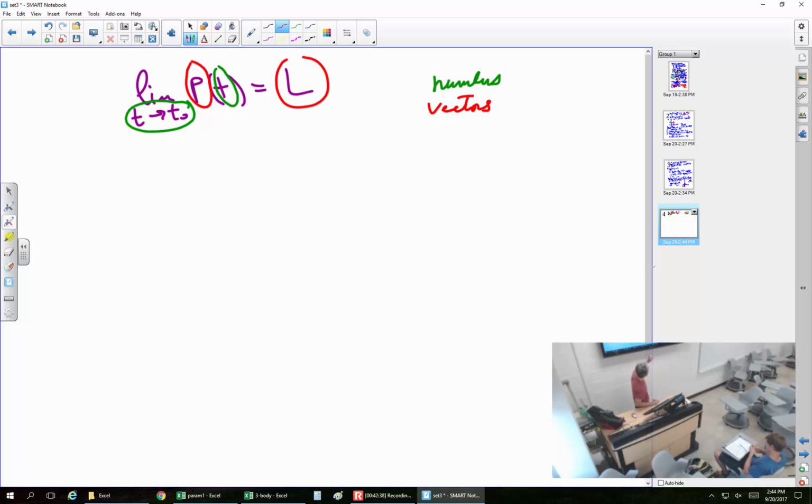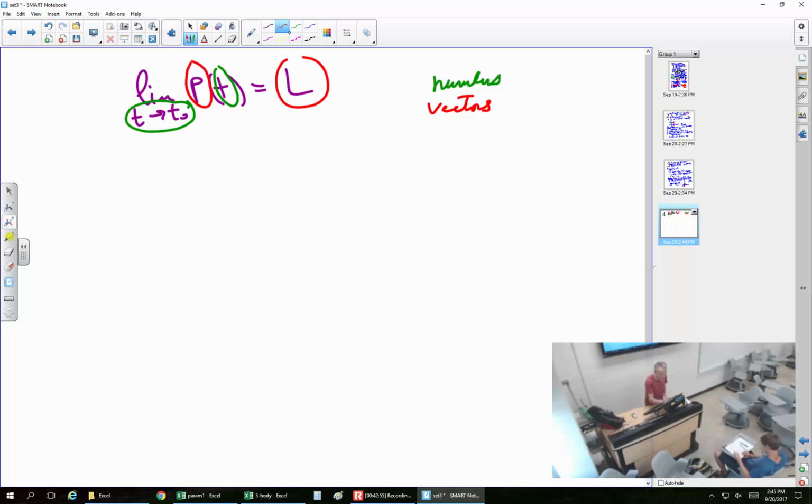As you can see, the green is the input of our parametric curve. It is a number. The output, p, is a vector. The change of the independent variable is under the limit, so still numbers. That's familiar. And then the output of our limit is another vector.